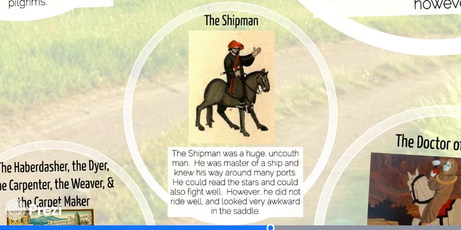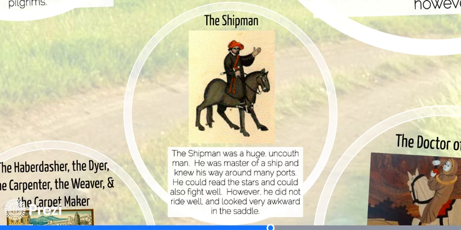Then you have the shipman. Sometimes this is called the skipper. In our book, it would definitely be called the skipper. But anyway, you can kind of equate him to somewhat of a pirate, okay? He doesn't have very good manners. That's what it means by being uncouth.